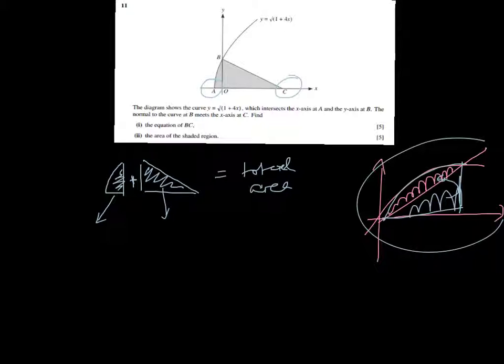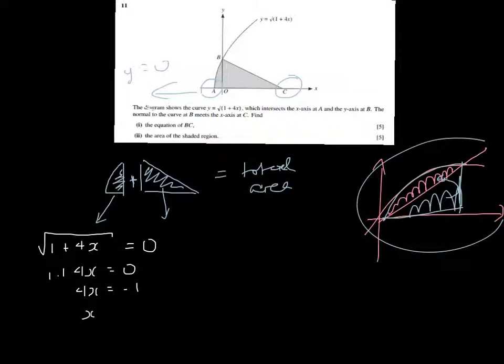Okay, so A is going to be where the curve hits the x-axis, so that means y is 0 at that point there. So let's go with our equation here. Our equation for the curve is 1 plus 4x all under the square root sign. We want that to equal 0. So if we square both sides, we get 1 plus 4x equals 0. Then we get 4x equals negative 1. So at that point there, x equals negative a quarter.